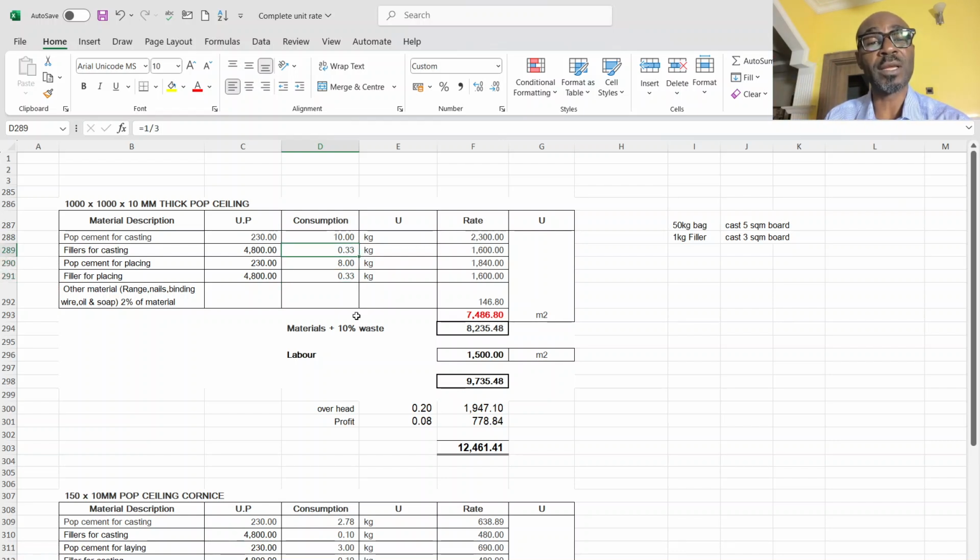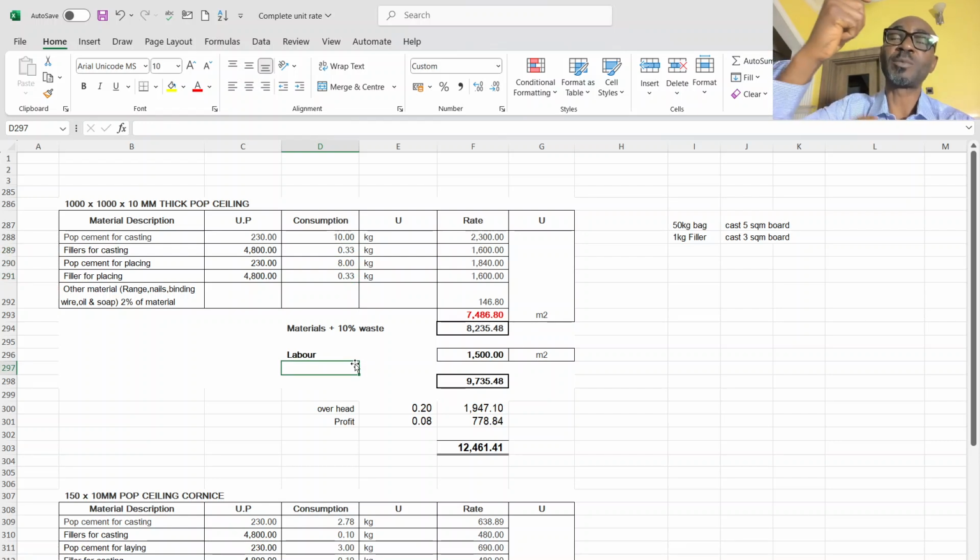You need equal filler to cast and to fill. The filler is like the suspender. If you're doing a suspended ceiling where you have suspended hooks, where you adjust the suspended hook, in this case it is the filler soaked inside the POP that we use as a suspender to tie it to the noggins that are already in place. So you need the equal of this.